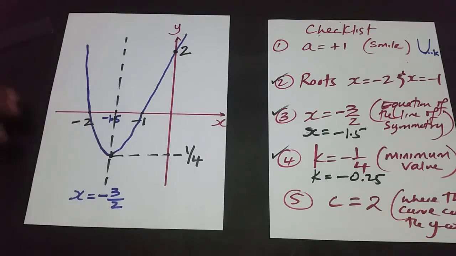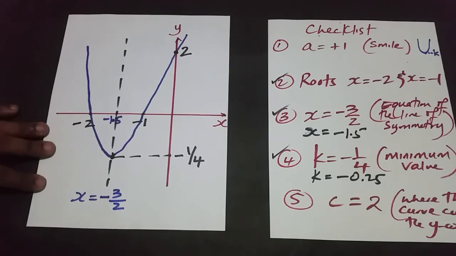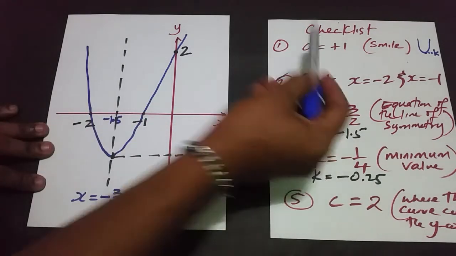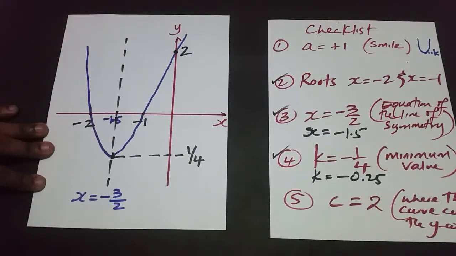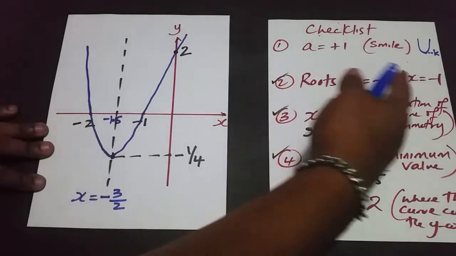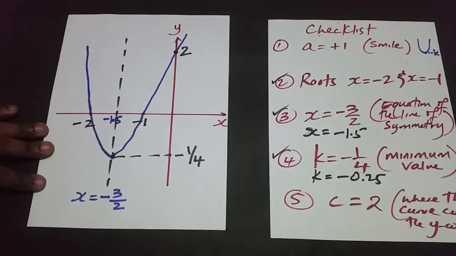So this is an idea of a sketch, and that is how you proceed in doing it. And just use a checklist as you're following along. Indicate from the information whether a is positive or negative. If it's positive, it's going to be a smile. The next thing you do is determine the roots. All right. Afterwards, the equation of the line of symmetry, finding h, and then obviously the equation of the line of symmetry is x equals negative h.